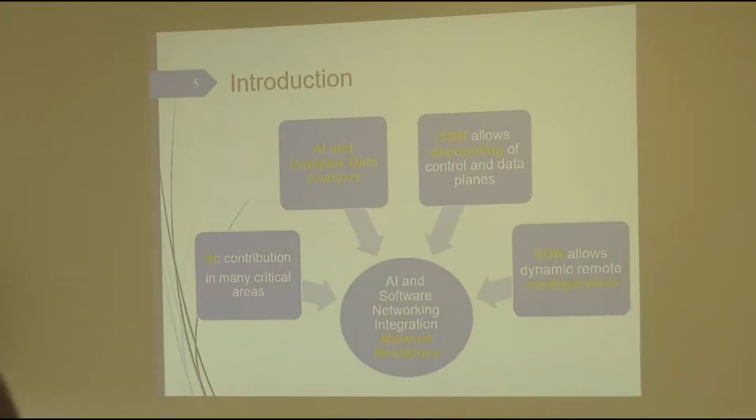For this purpose, we are proposing the integration of artificial intelligence, which has contributed in many critical areas and also complex data analysis, with software-defined networking, which allows the decoupling of the control and data planes, and also allows planning the network configuration of the devices in the network.